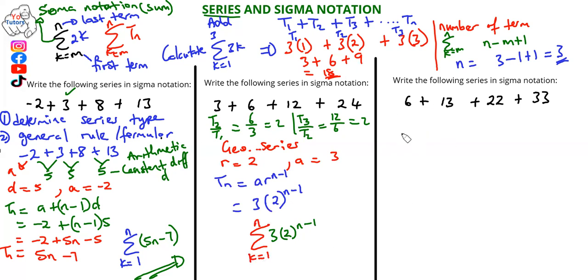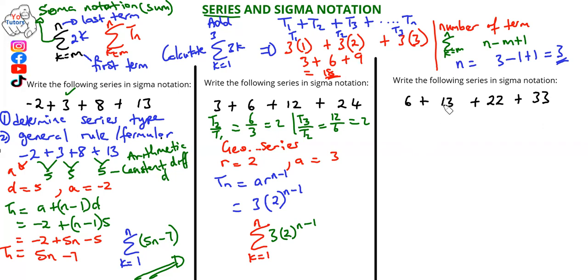Okay, now let's move on to the third one. The third one here is 6, 13. 13 minus 6 is going to give us 7, I think. Then here, if you subtract, you can see that the difference here is 9, and there is no constant difference in that case.